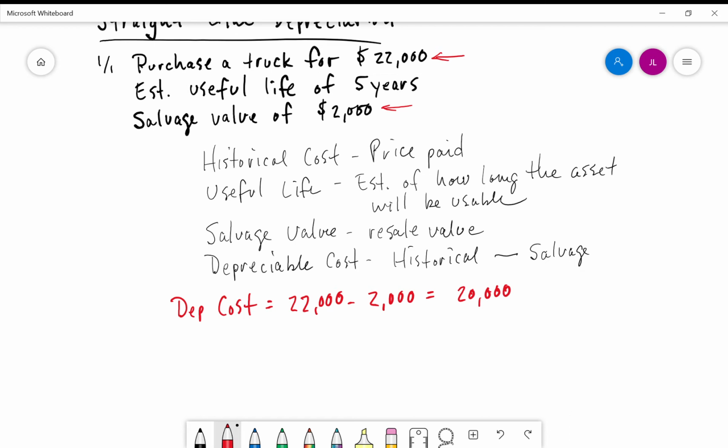Now, how long are we going to have it? Well, we know that. That's a given here. We're going to have this truck for 5 years. So this is as simple as taking the depreciable cost and dividing it by the useful number of periods, in this case years, in the useful life of this vehicle. So our depreciation is going to equal the $20,000 divided by the 5 years, which is $4,000 per year.